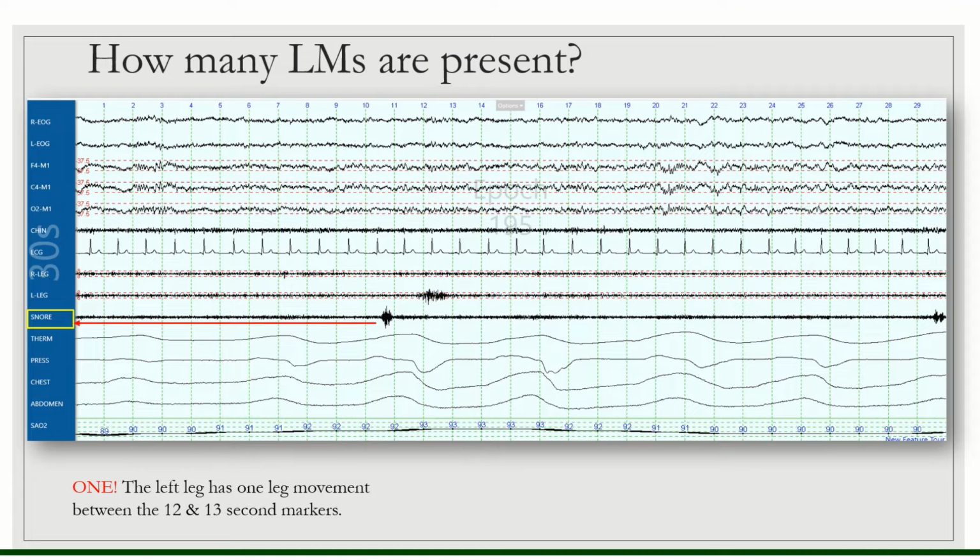Okay, it's only one because the left leg has one leg movement between the 12 and 13 second markers. That's why I say what appears to be a leg movement. You have to pay attention to what channel you're looking at. What appears to be a leg movement at first, between the 10 to 11 second marker, is actually in the snore channel. The same thing with the one that's almost at the 30 second marker. Both of those happen in the snore channel, not the legs.